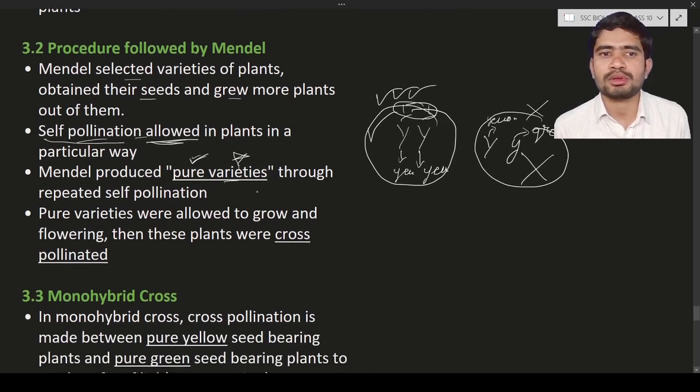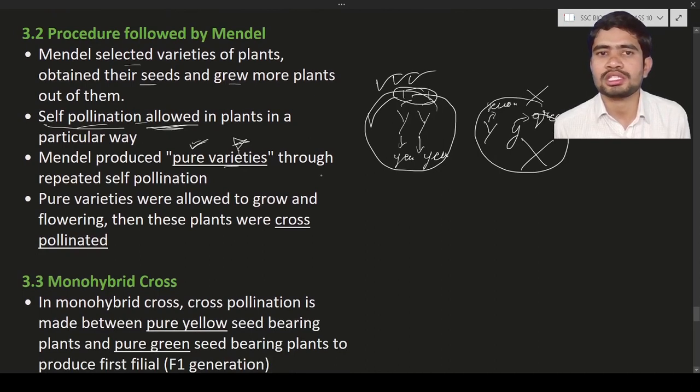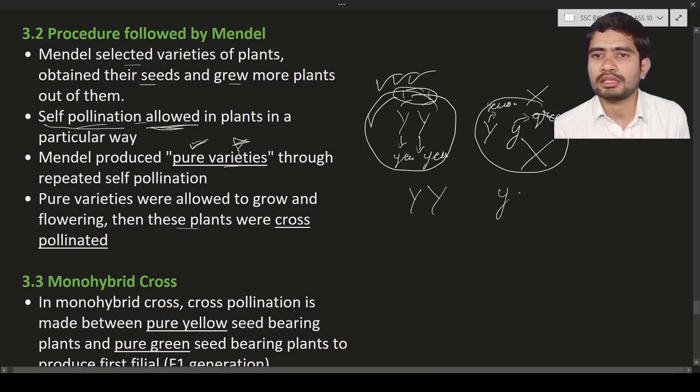Repeated self pollination means generation after generation, only self pollination was followed. So pure varieties were allowed to grow and flower, and then these plants were cross pollinated after getting such pure plants. Let's say this is pure and this is also pure, and after getting them they were cross pollinated. Cross pollination means the transfer of pollen grains from the anther of one flower to the stigma of another flower. The cross pollination will be done in this way.